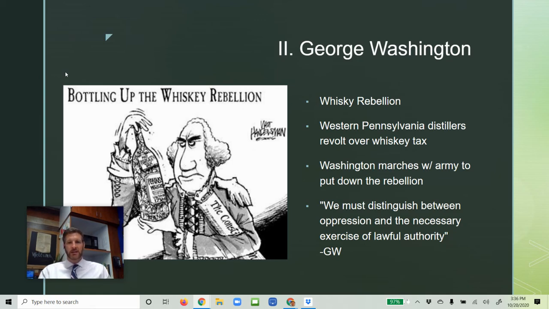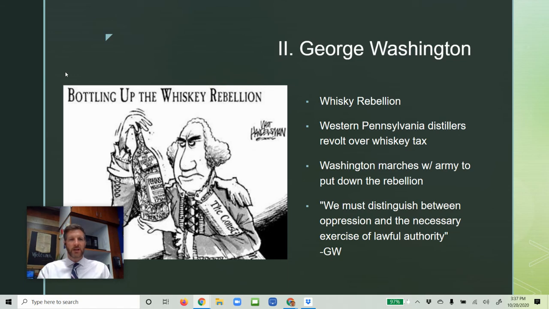But again, it set a clear example that the new federal government was stronger than the Articles of Confederation, and that general revolts against lawful taxation and lawful authority, as delineated in the Constitution, would be enforced by law. And George Washington said, we must distinguish between oppression, which is what they would say they fought against Britain, in which the authorities wield power without concern for limitations or what the Constitution says, and, as he says here, the necessary exercise of lawful authority. Again, the delicate balance of the United States between freedom and authority.